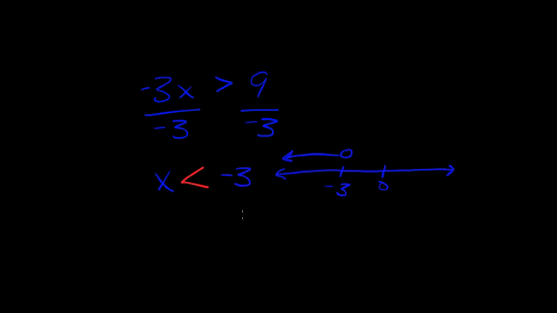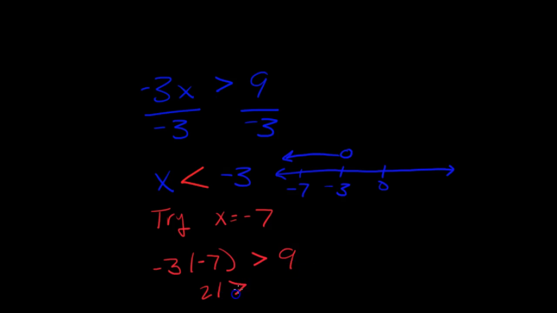Now to prove that this is true, we need to pick numbers that are less than negative 3. So suppose we pick negative 7. Let's try x equals negative 7 and plug it into the original equation. Negative 3 times negative 7 should be greater than 9. 21 is greater than 9, which is true. So whenever we divide or multiply by a negative number, we have to change or flip the inequality symbol.